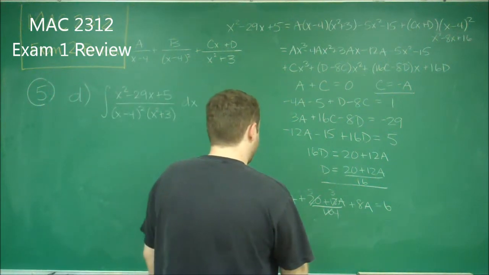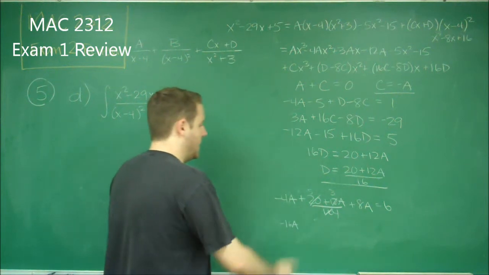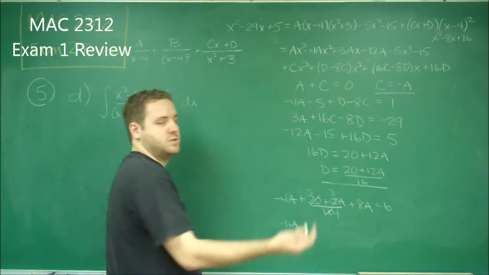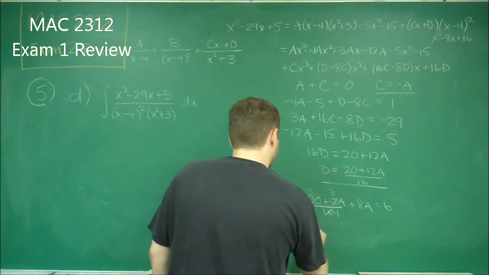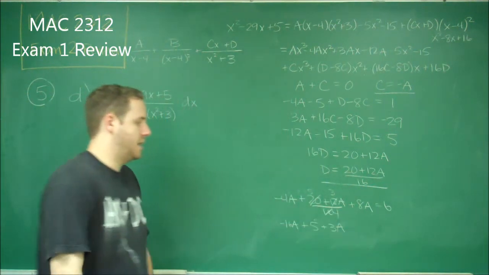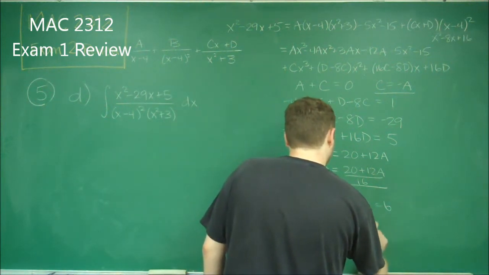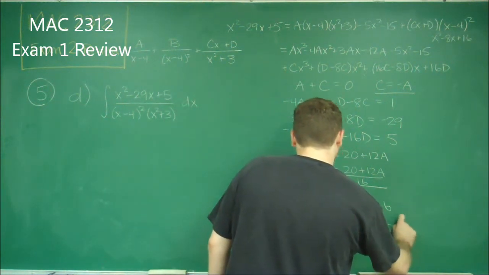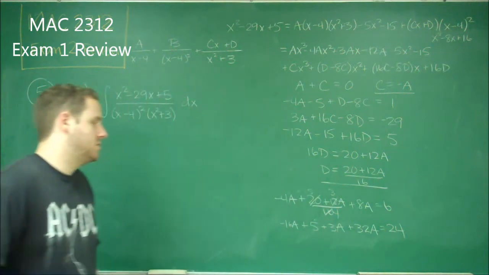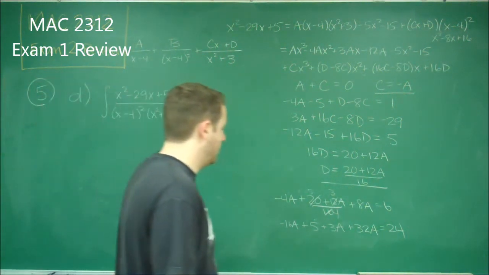If we multiply by 4, we're going to get negative 16a. In this fraction, the 4 denominator would just disappear. So we're going to get plus 5 plus 3a, because that's what we were left with on top. That is going to be plus 32a, and this is equal to 24. So you can see here, we have only a's. This is pretty simple to solve.